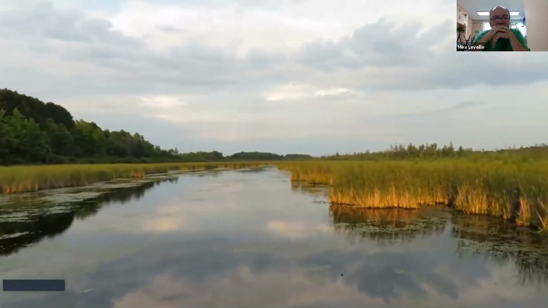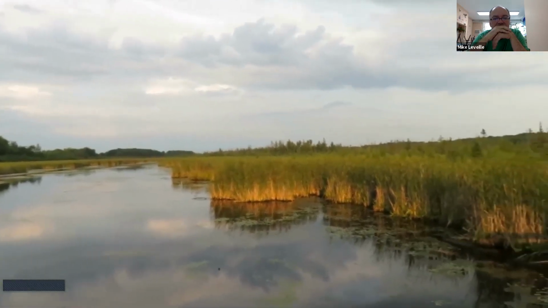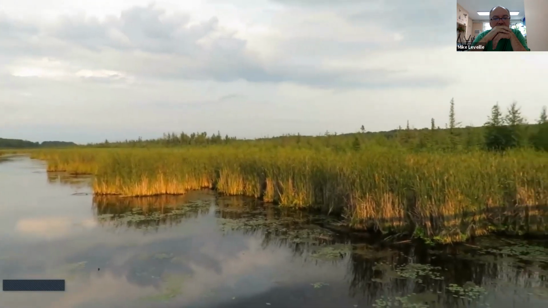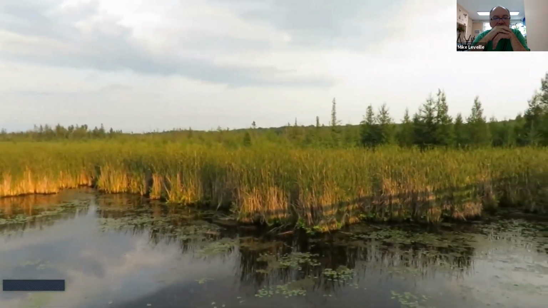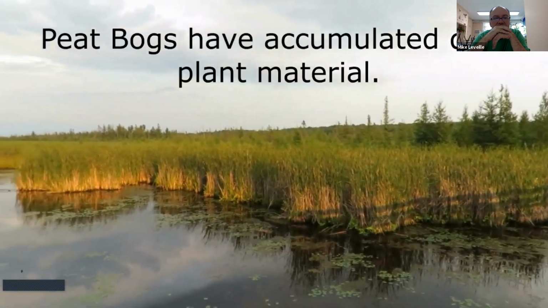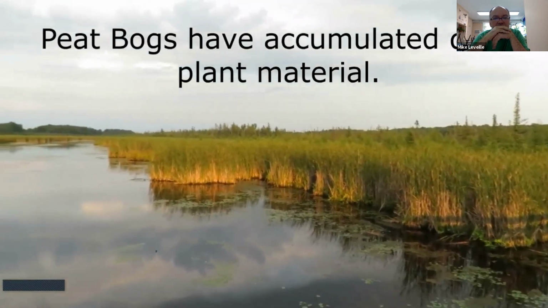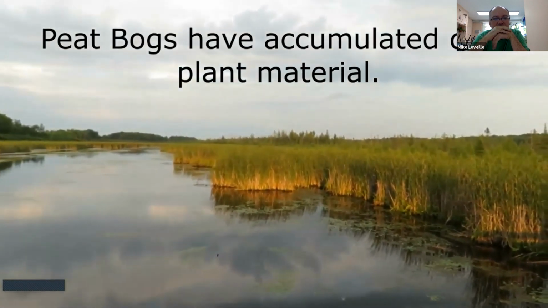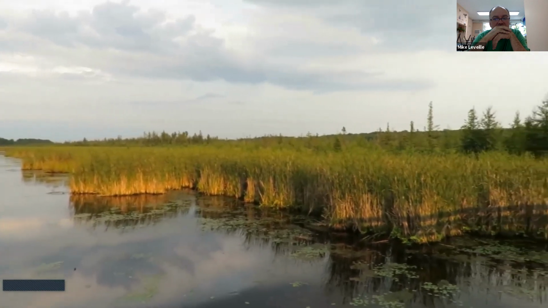Hi, we're on another field trip, this one in mid-August, and we're at Mer Bleu, and that's south of Ottawa. So come with me and we'll see what we find. You can see all the cattails. This is an area that is rich in what we call peat, lots of organic matter. This is the kind of landscape you would get if you were in Northern Ontario.